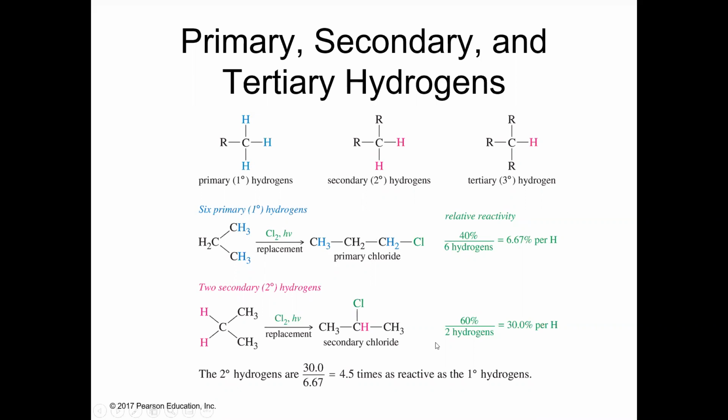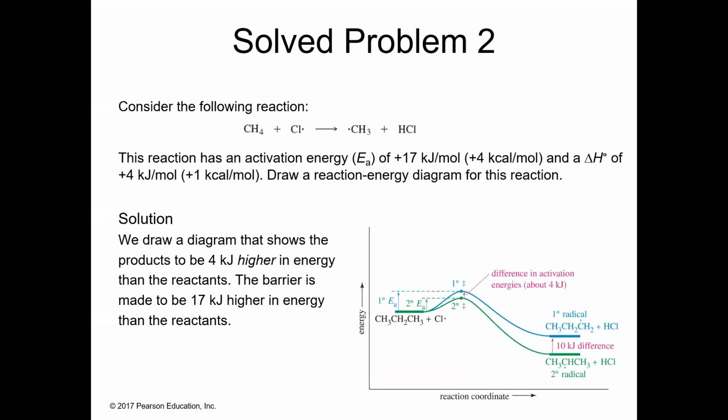Okay, it turns out that the secondary hydrogens are actually more reactive. And this calculation shows that secondary hydrogens are 4.5 times as reactive as the primary. And so we get about 40% of the primary and 60% of the secondary, even though there's fewer secondary hydrogens. But the secondary hydrogens are more reactive, they react faster. Okay, and that's what this diagram shows.